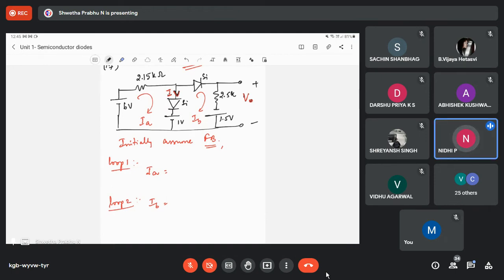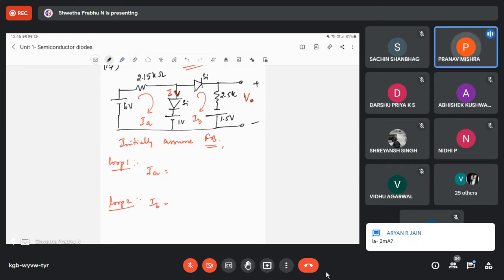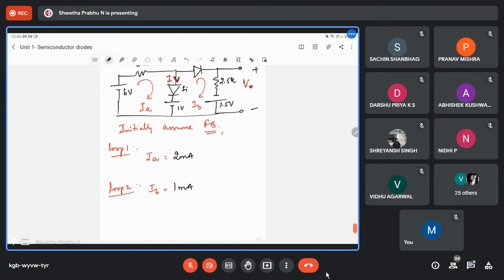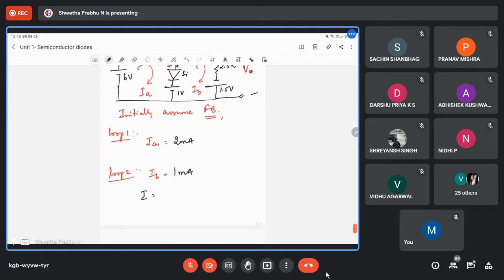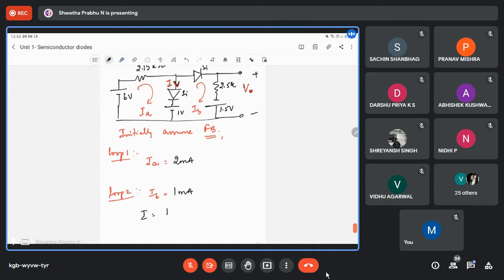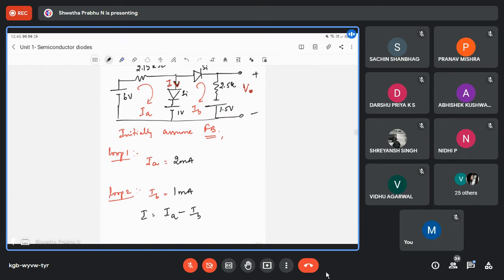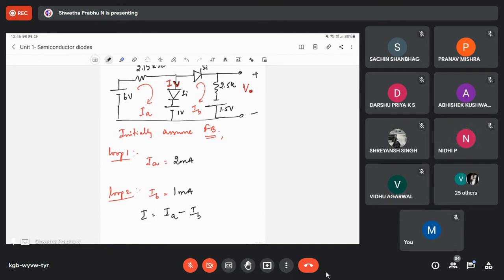Ma'am, IA is 2 milliamperes and IB is 1 milliampere. Okay. So how do you find I based on the loop direction? It is IA minus IB, correct? Guys, please respond. If you perform IA minus IB, you'll get the current I. Is it? Yes, ma'am. So how much you'll get?